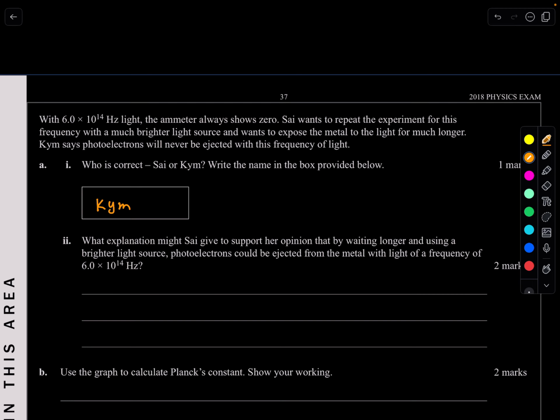So look, Sai is thinking in terms of the wave model. Basically, let's say this is the electron here. This is what she's believing: that a wave, if you leave it longer, is going to have more energy. These waves will carry more energy, and she thinks it's going to hit the electron and just keep on doing that.